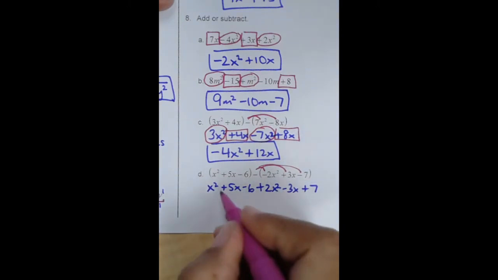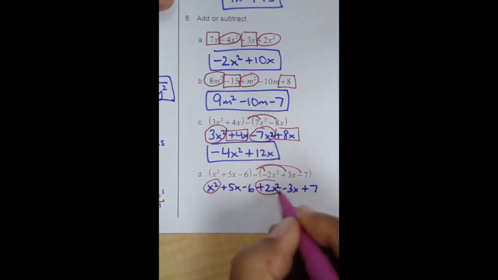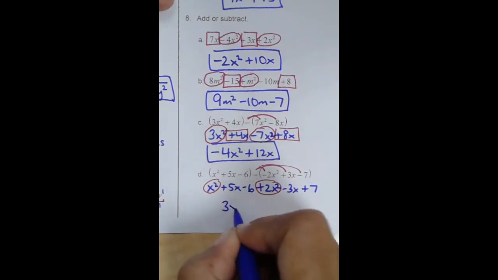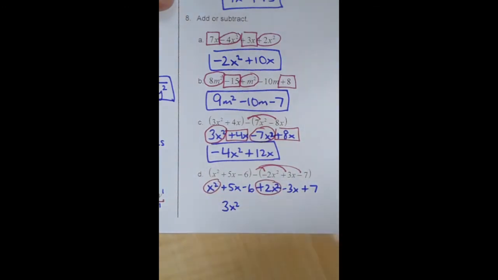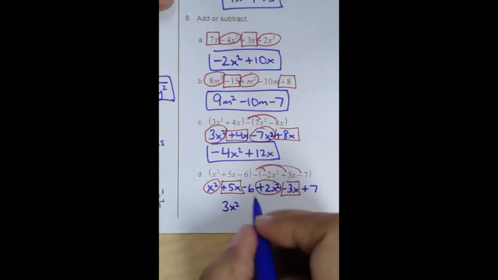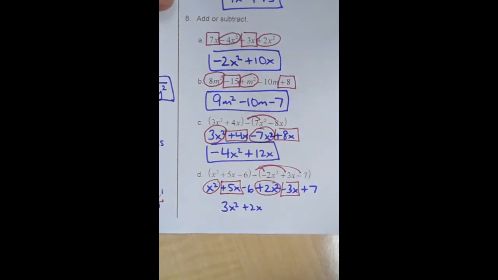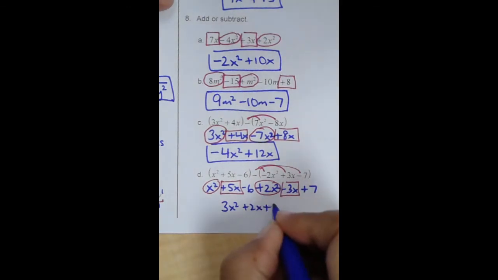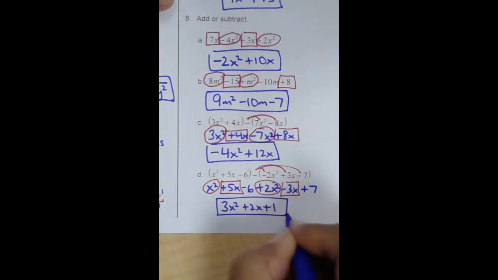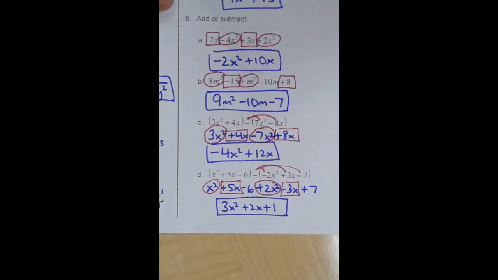All right, adding like terms, get your squares together. So we have 3x squared, 1 plus 2. Then put the x's together. I have a 5x minus 3x, which makes 2x. And then negative 6 plus 7 gets you 1. And so that would be it in standard form. Okay, I'm going to do the backside as a separate recording.